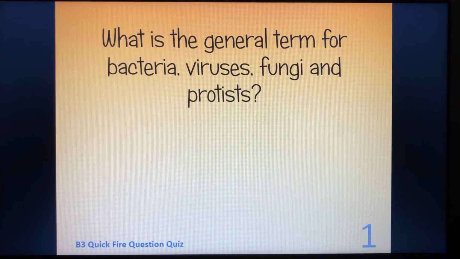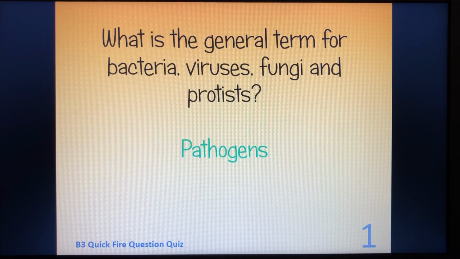So question 1, what is the general term for bacteria, viruses, fungi and protists? One word answer. And the answer is, of course, pathogens. Key stage 3, we tended to call them microbes or microorganisms. We get into key stage 4 and we start calling them pathogens.